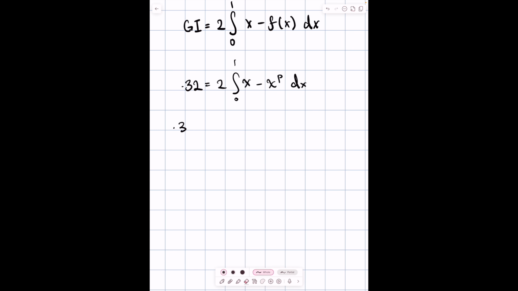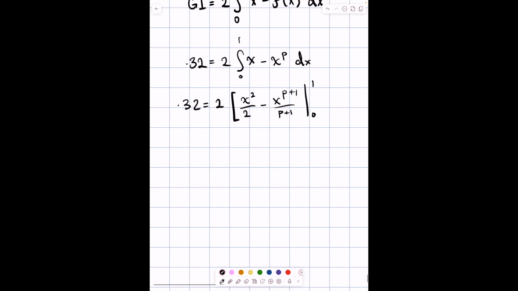This is nothing more than just an integral. To evaluate this, I would just do the basic x to the power of 1 plus 1, over 1 plus 1. And then here you want to use the general form: x to the power of p plus 1 over p plus 1. This is the general integral form. And then keep simplifying. 2 times 1 half minus 1 over p plus 1.